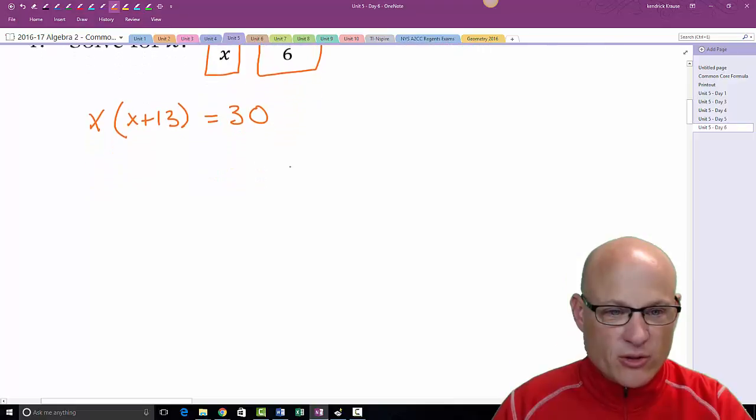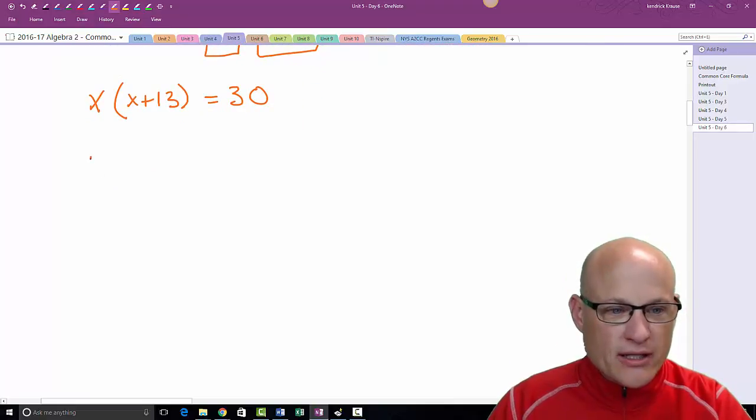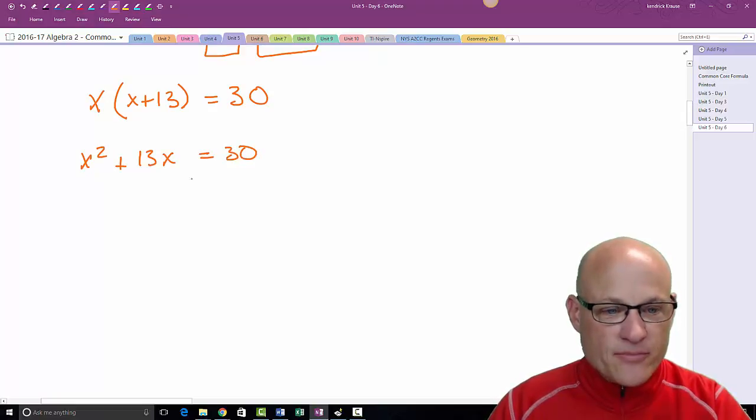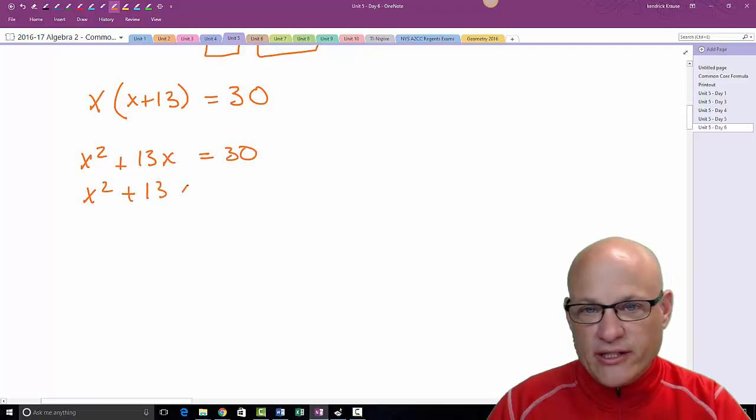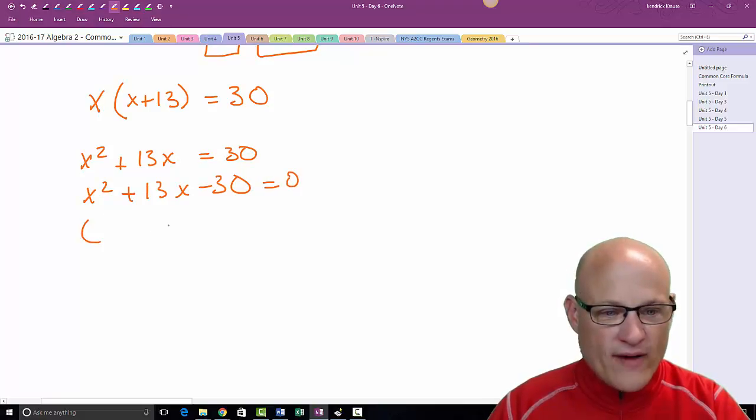Oh, okay. This is going to turn into a quadratic. I hope you all see that. We get X squared plus 13X equals 30. Bring the 30 over, and you get X squared plus 13X minus 30 equals 0. Now we've got a little factoring to do.